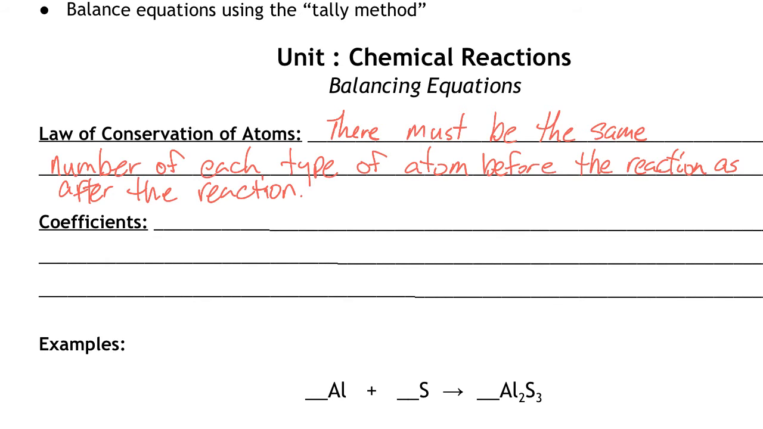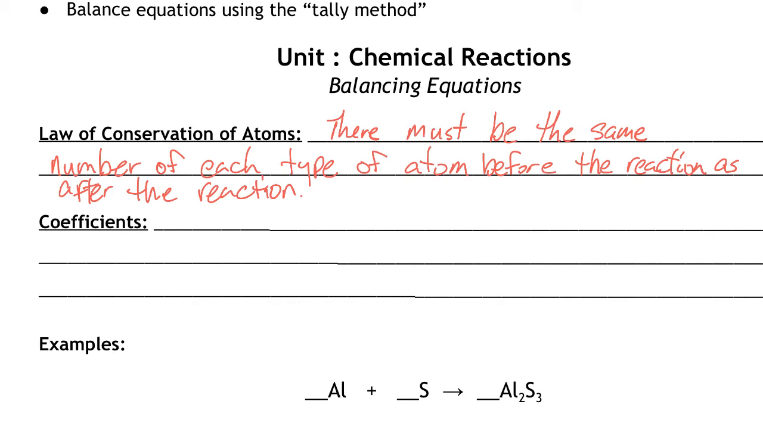So the law of conservation of atoms says there must be the same number of each type of atom before the reaction as after the reaction. In chemistry, atoms are never created or destroyed. If you start off with 12 carbon atoms at the beginning of a reaction, you're going to end with 12 carbons at the end of the reaction. If you have 12 oxygen at the beginning of the reaction, you're going to end with 12 oxygen atoms in the end.